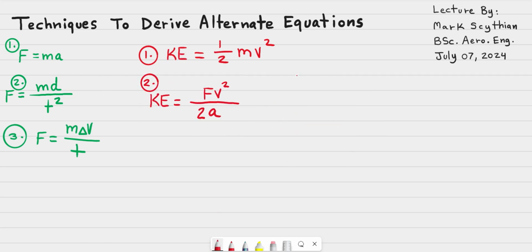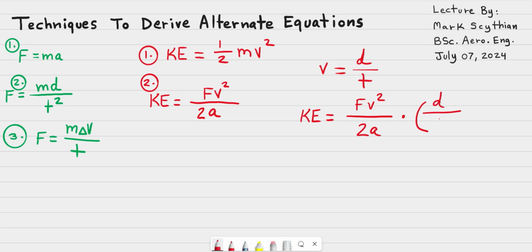So we could also redefine velocity as distance divided by time. So if we were to re-equate kinetic energy as force times velocity squared divided into 2A, then multiply times distance divided by time is velocity quantity squared.